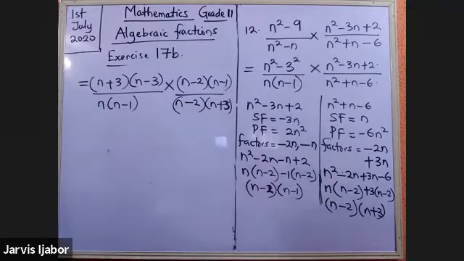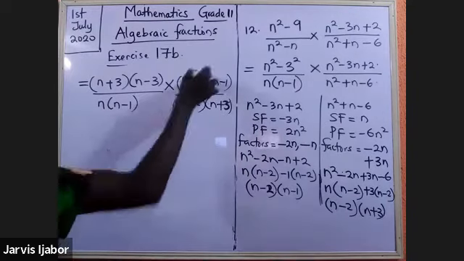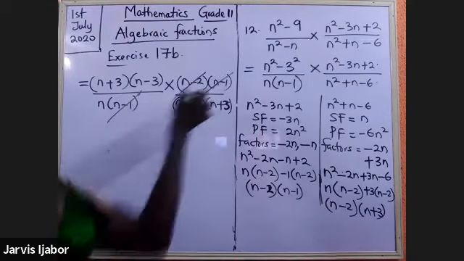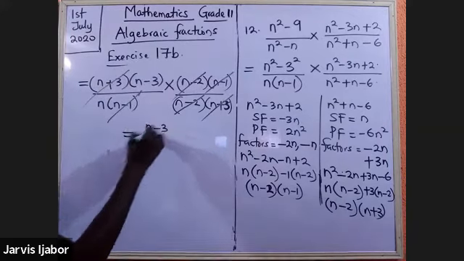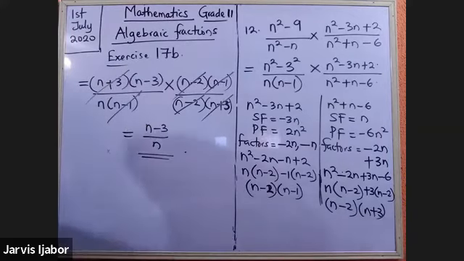So we now check what can cancel out. This will cancel this, and this will cancel this. So invariably the answer becomes n minus 3 over n. And that's the solution to question 12.